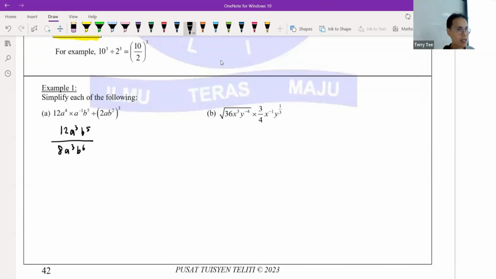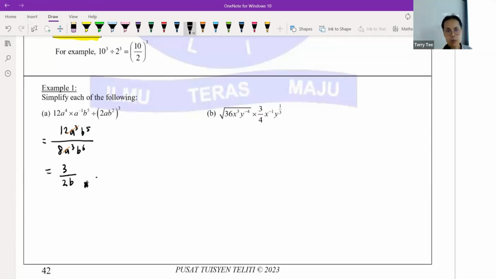And can we cancel this? 12 divided by 8 is 3 over 2. Your a and a you can cancel. b power 5, b power 6 cancel. Left with b power 1.